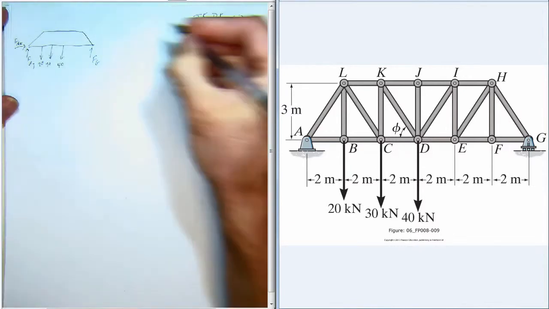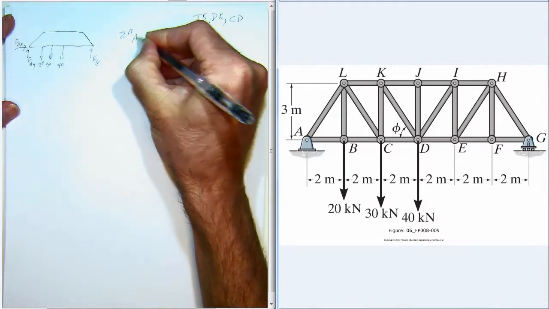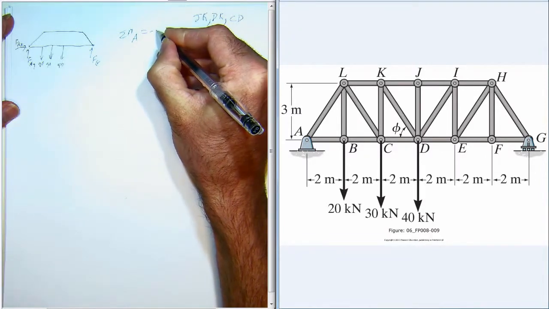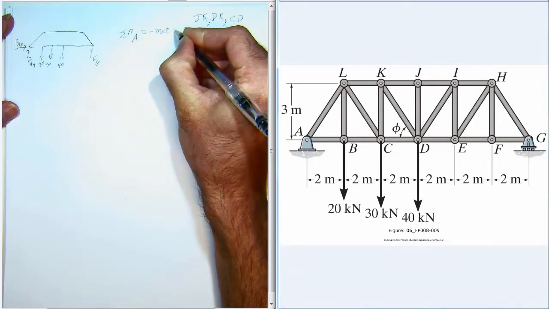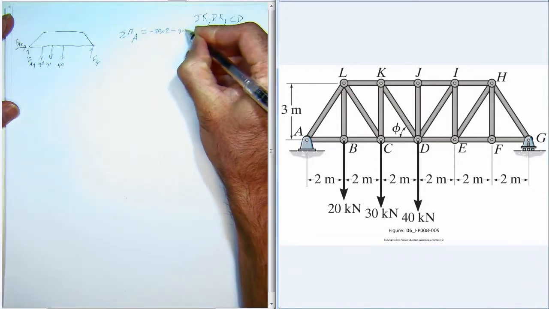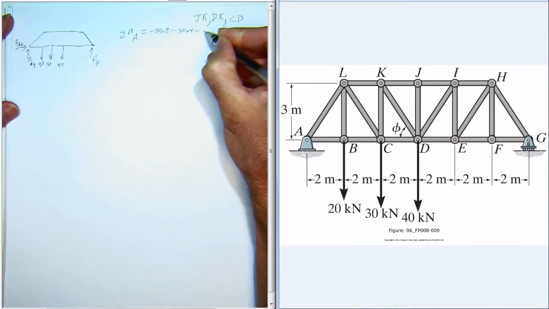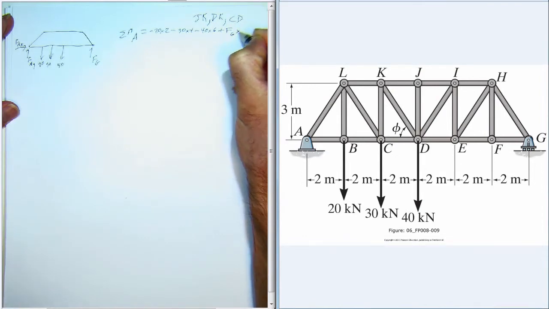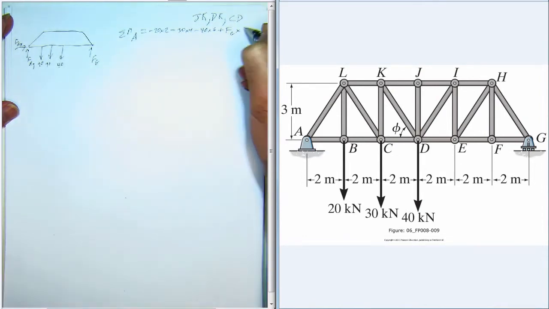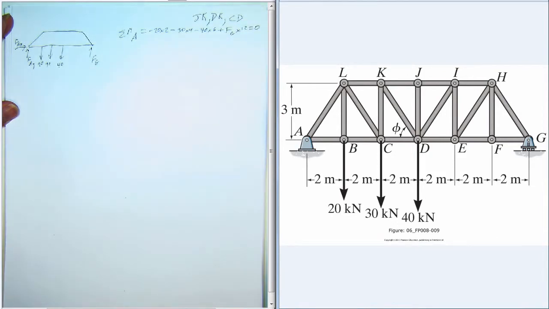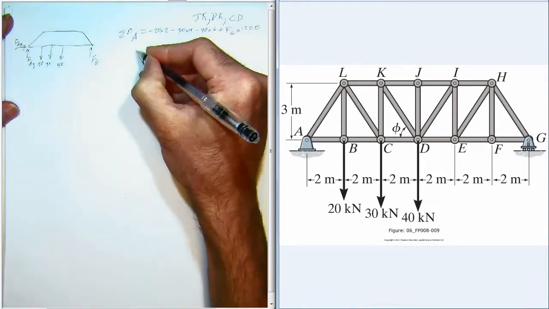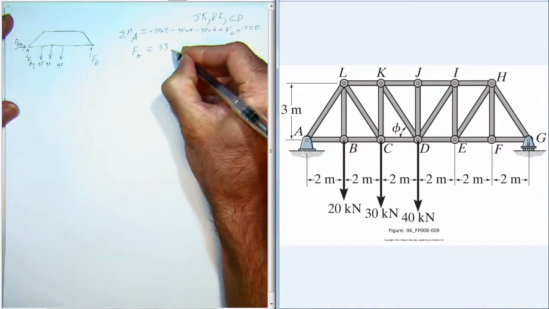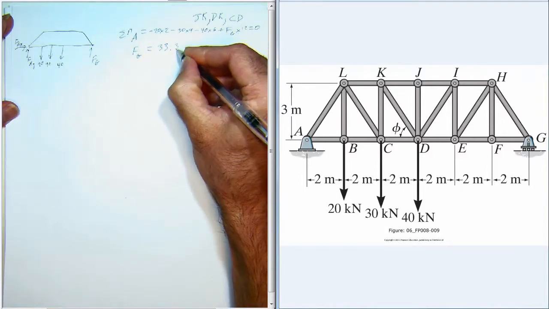So the only equation we need here is the sum of the moments about point A. And so we have negative 20 times 2, negative 30 times 4, negative 40 times 6, and then FG times 12. And those add up to 0 because the truss is in equilibrium. So that gives us that FG is equal to 33 1/3 kilonewtons.